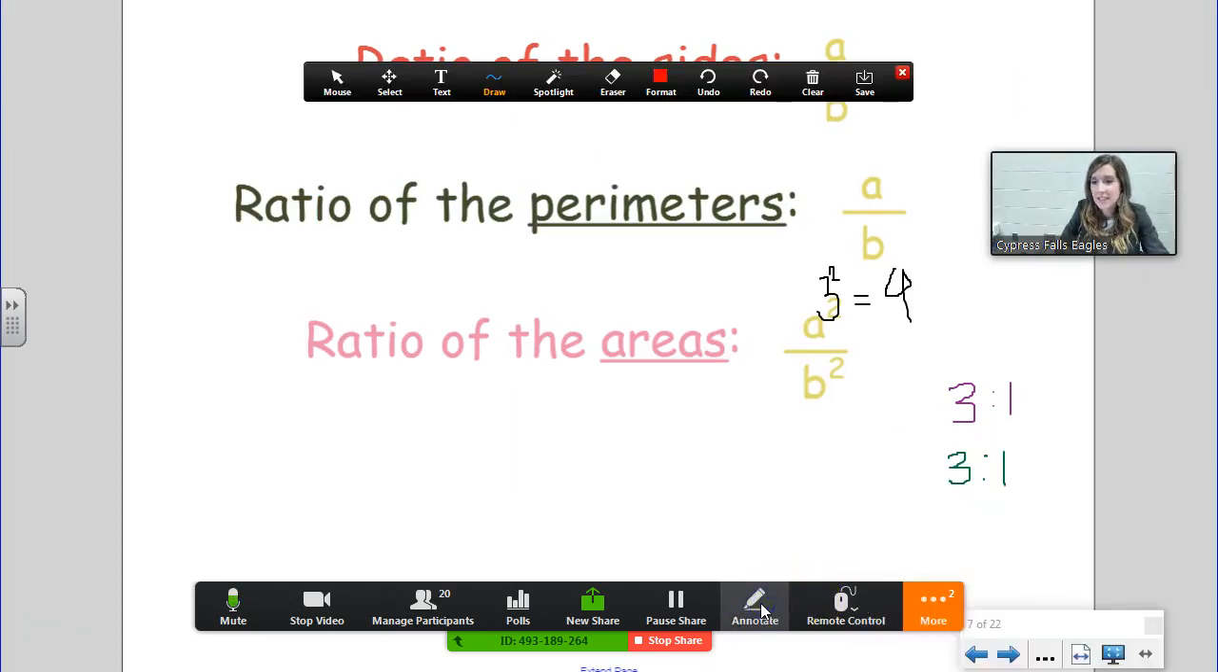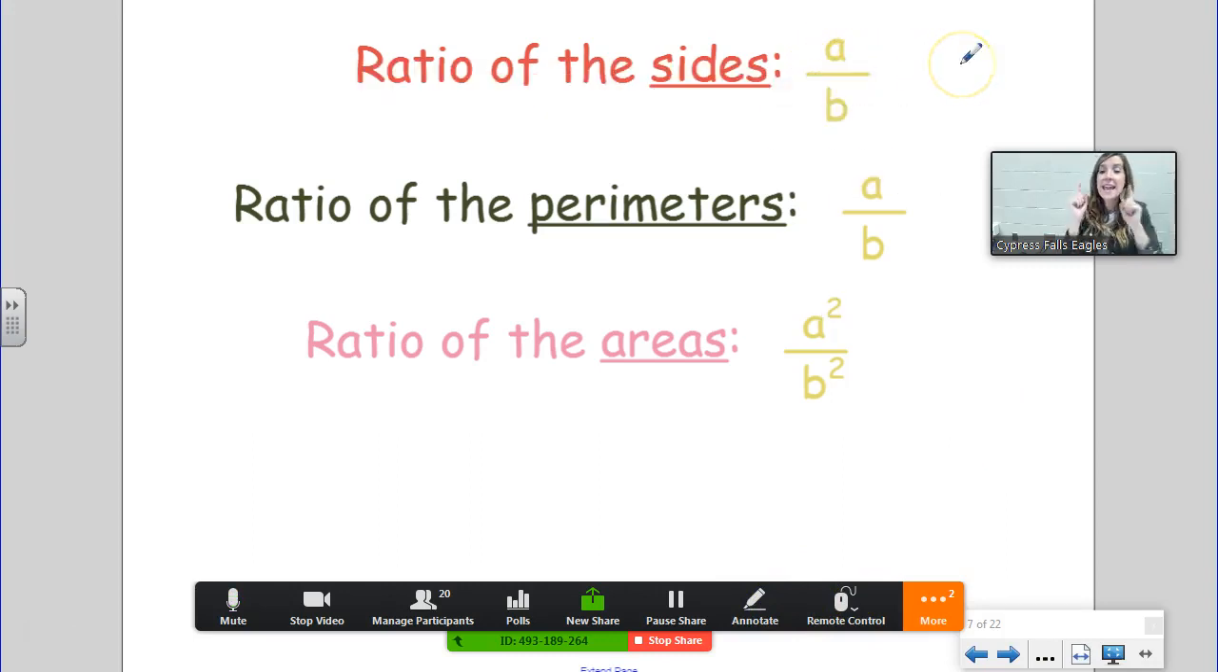So here is today's lesson in a nutshell. Write it down. If two polygons are similar, the ratio of the sides is A to B, the ratio of the perimeters is A to B, and the ratio of the areas is A squared to B squared. This only works for similar figures.